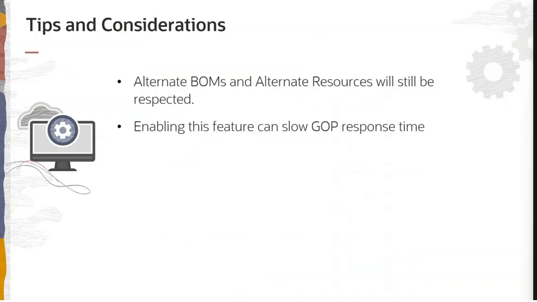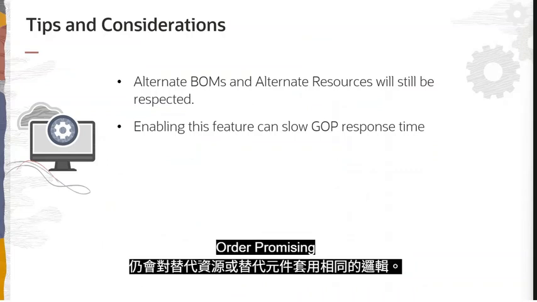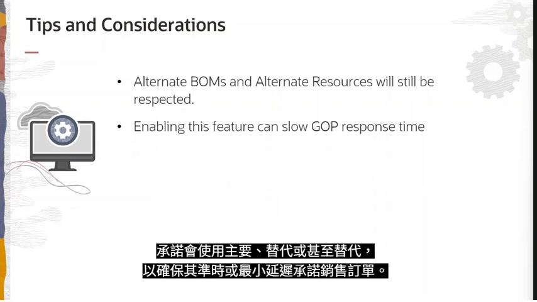Some things to consider. Order promising still applies the same logic with regard to alternate resources or substitute components. Promising will use the primary, alternate, or even a substitute to make sure it promises the sales order on time or with minimum delay.